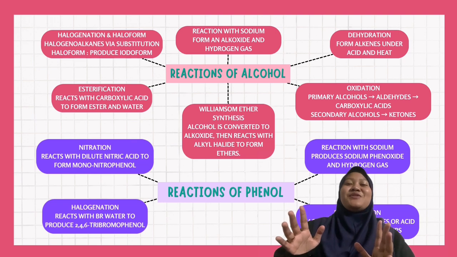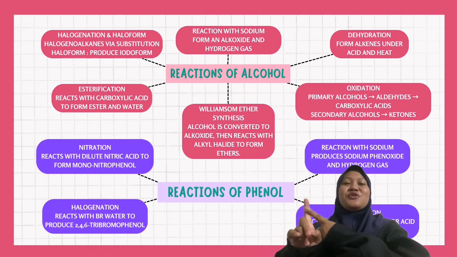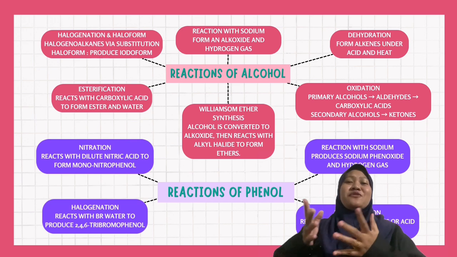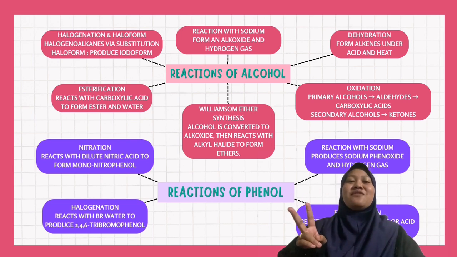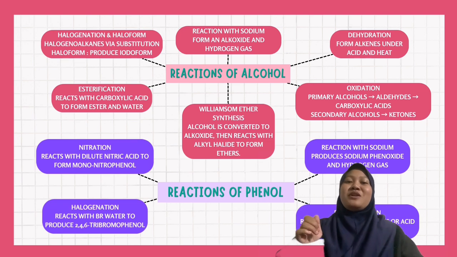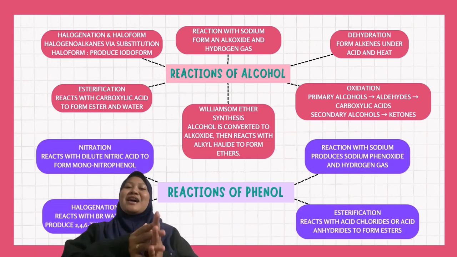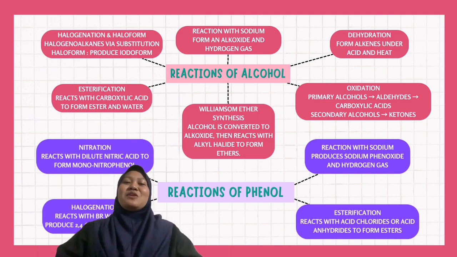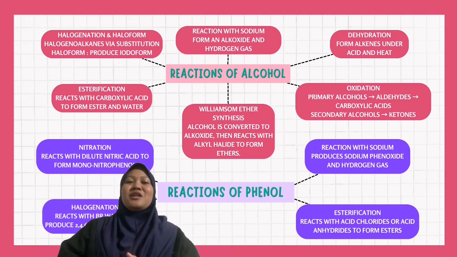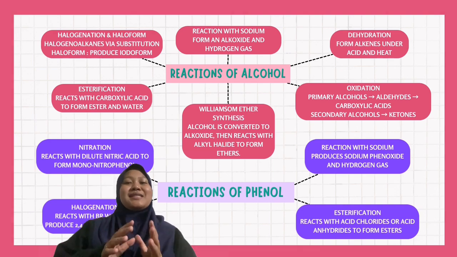I will explain the reactions of phenol. First, phenol reacts with dilute nitric acid in nitration reaction to produce mononitrophenol. Second, in halogenation, phenol reacts with bromine water to form 2,4,6-tribromophenol. Next, phenol can react with sodium to produce sodium phenoxide and hydrogen gas. Lastly, phenol can also undergo esterification when it reacts with acid chlorides or acid anhydrides to form esters.